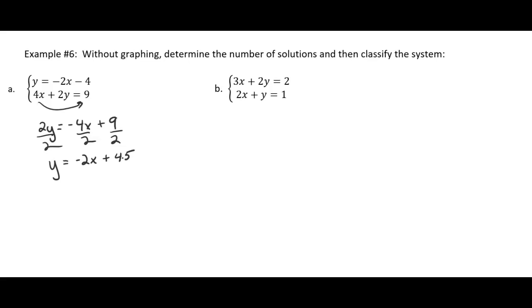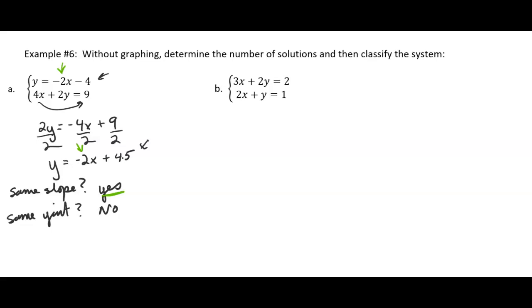So what are we looking for? Well, do they have the same slope? Yes. And then you have to go another step and say, do they have the same y-intercept? No. So this one has a y-intercept of negative 4, and that one has a y-intercept of 4.5. But you can see the slopes are both negative 2. So yeah, that's where the yes came from. They had the same slope. They don't have the same y-intercept.